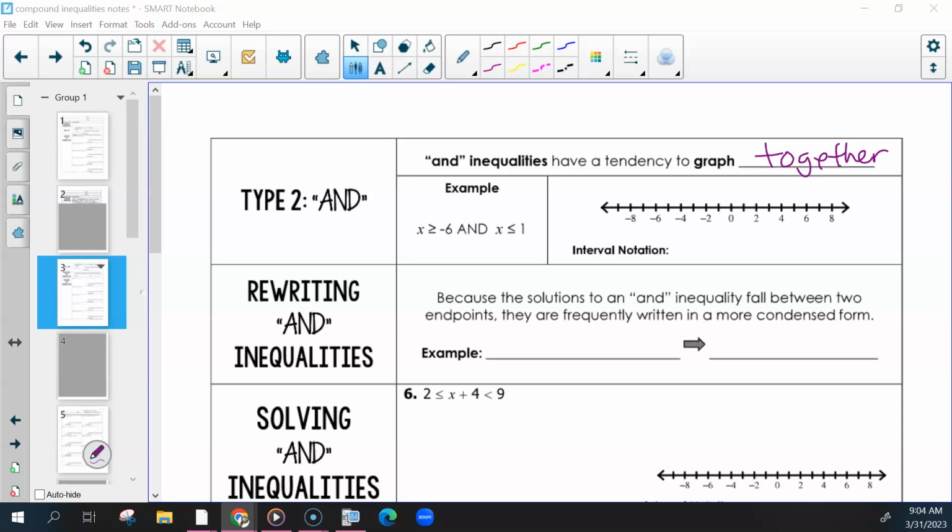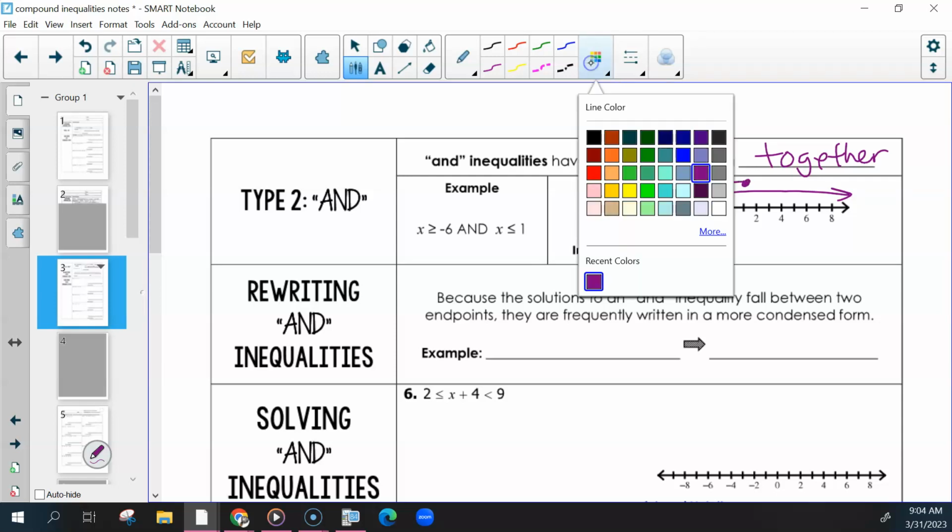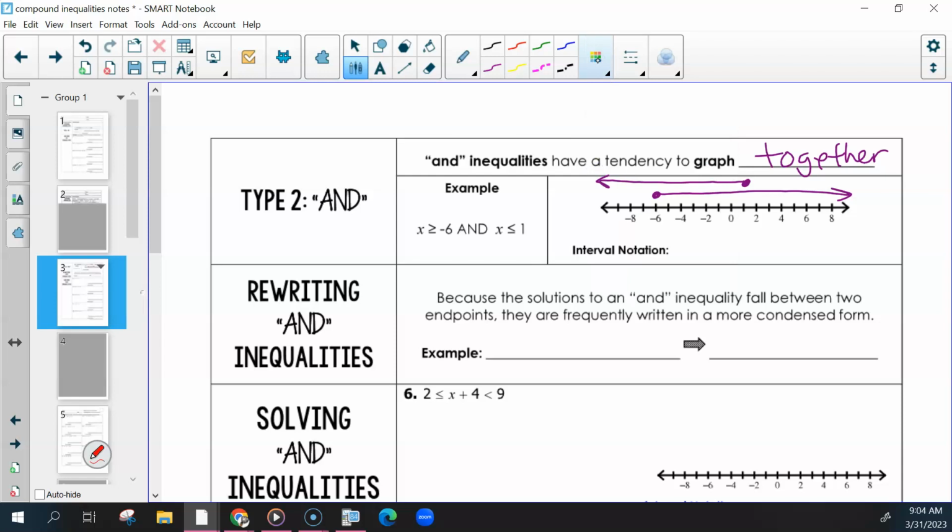Okay, so if we have these two at the end, we could graph them like normal, graph them as is. So we have a closed circle at -6 that would be going to the right. We have a closed circle at 1 going to the left. And we are looking for where those two overlap. So that would be starting at -6 and ending at 1.